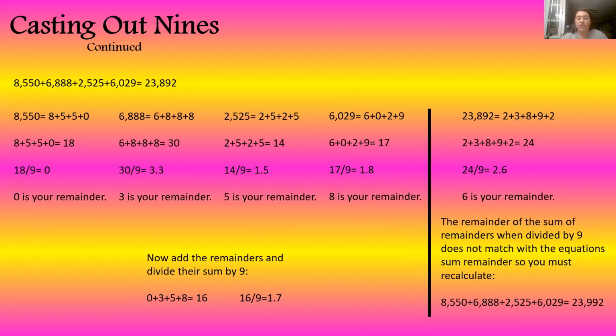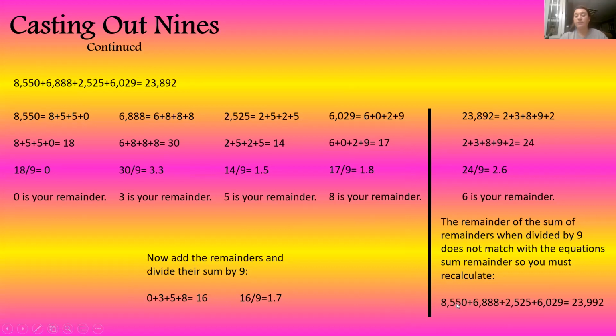So now you're trying to get a remainder of 7 with your 23,892. So what we'll do is we'll test it. So you add up your number and it gives you 24. So you do 24 divided by 9, which equals 2.6. Your remainder was a 6 instead of a 7. So the remainder of the sum of remainders when divided by 9 does not match the equation sum remainders. So you must recalculate.